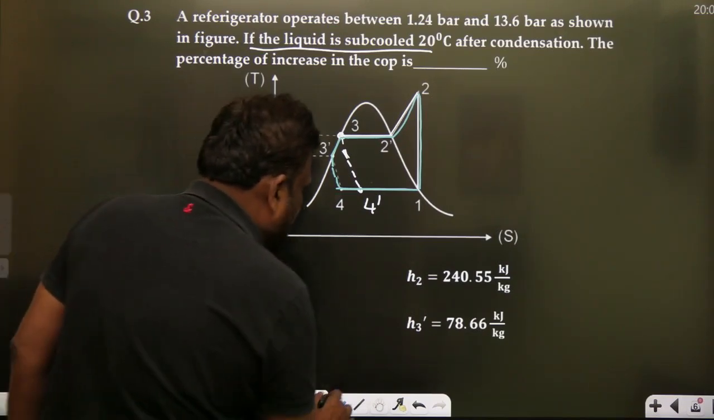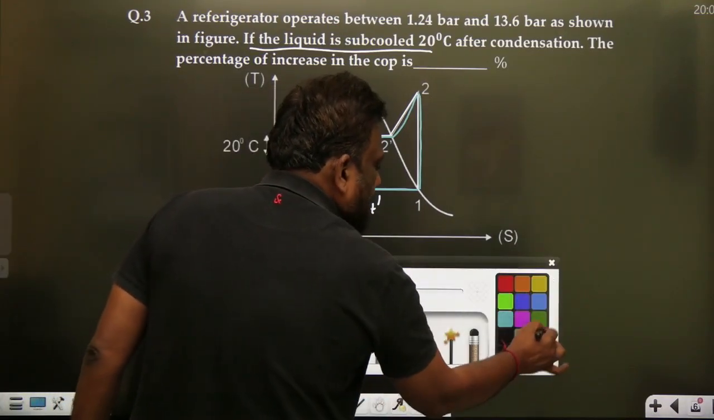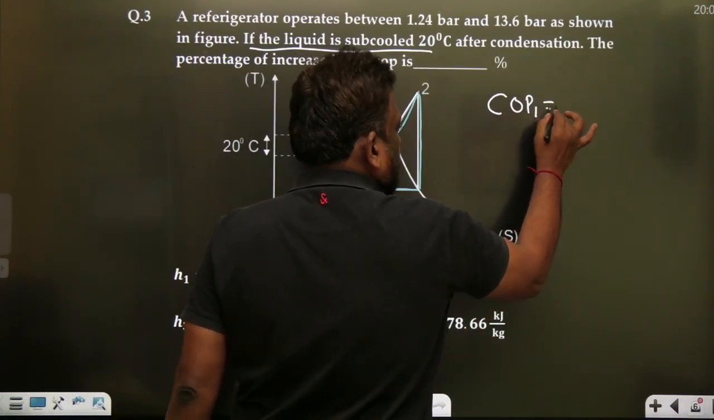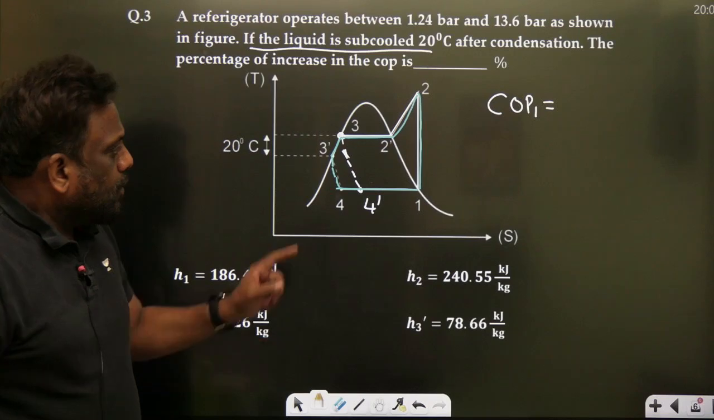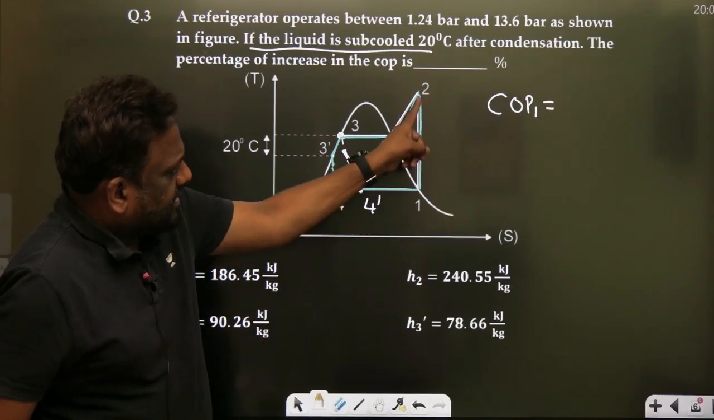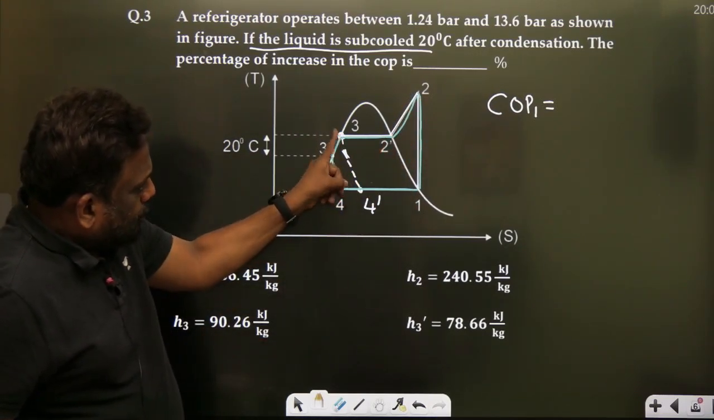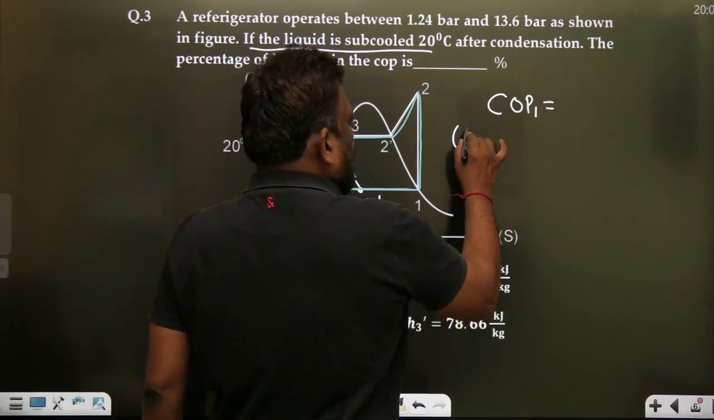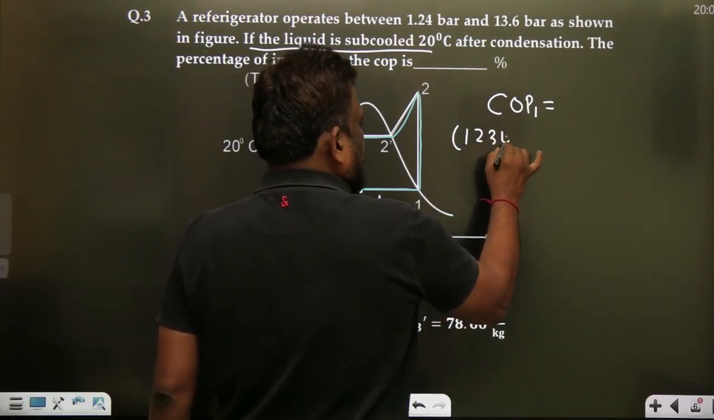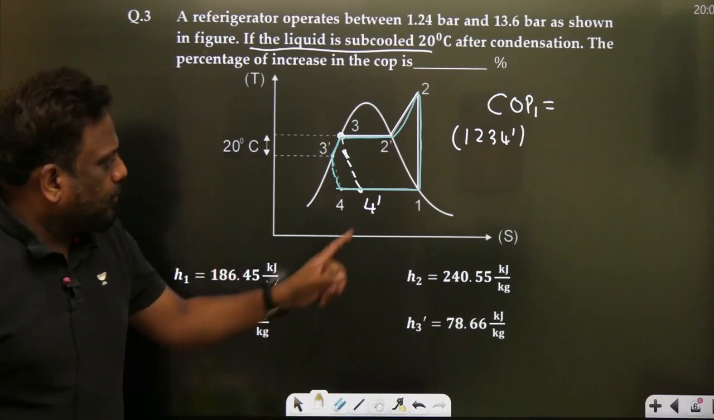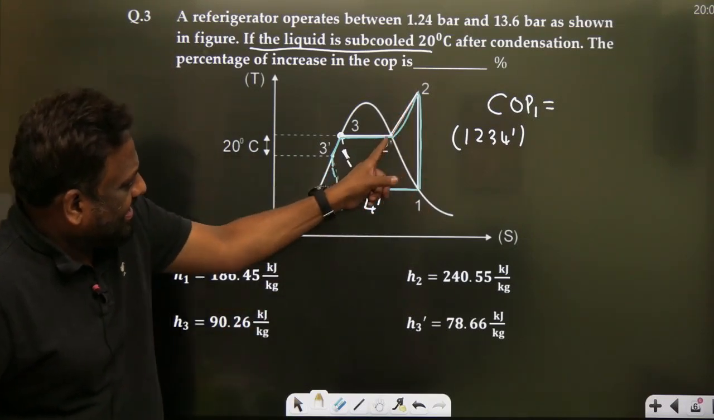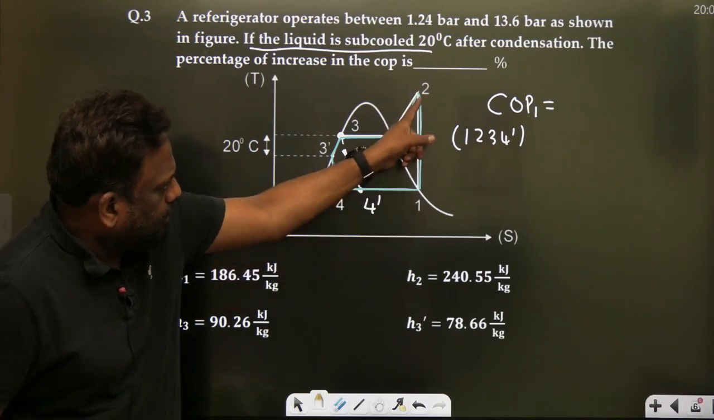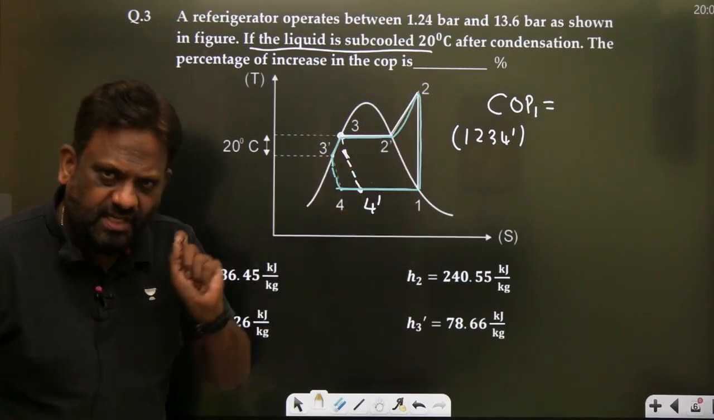Let us calculate the original case before subcooling. We will calculate the original COP without subcooling. What is the original case? Compression, condensation, no subcooling, throttling. So the original cycle is 1, 2, 3, 4 dash. I repeat, without subcooling: compression, condensation, throttling, and constant pressure heat absorption. 1, 2, 3, 4 dash is the original cycle.